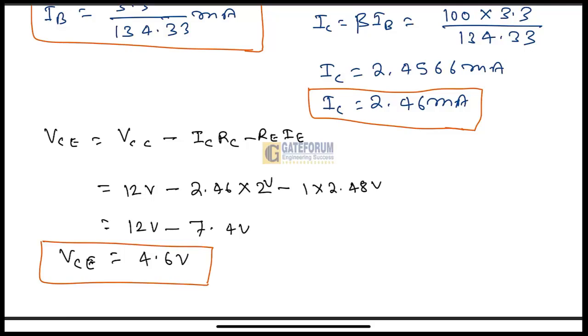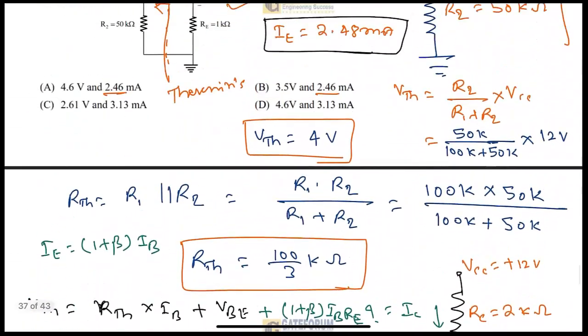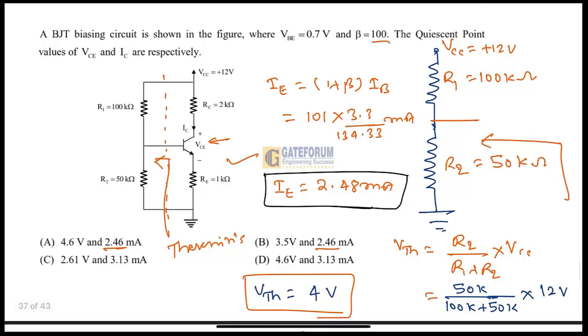IC we got as 2.46 and VCE is 4.6 volt. Now we have to check these two values with the options. If you see, this VCE of 4.6 volt is given in option A and IC is 2.46. So in this way, option A is the right answer for this question. And this is the end of the explanation for this question.